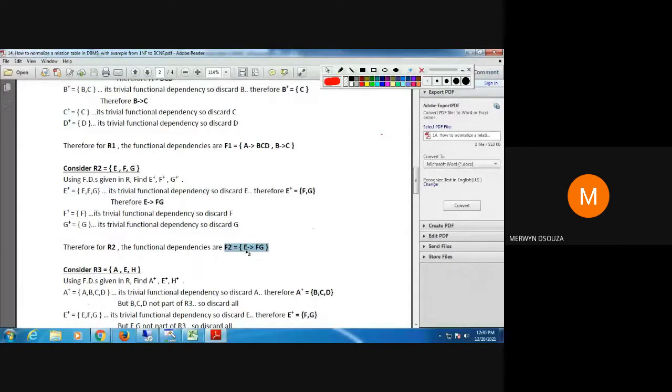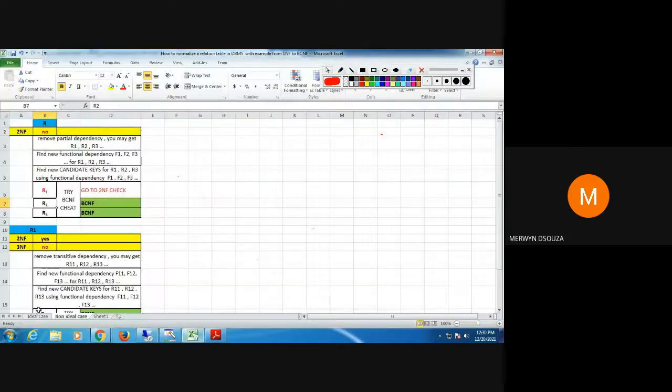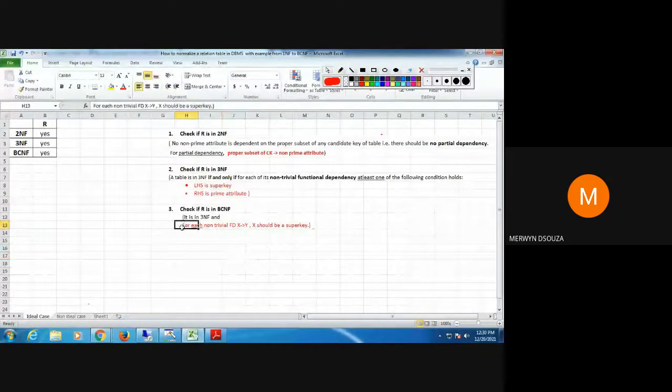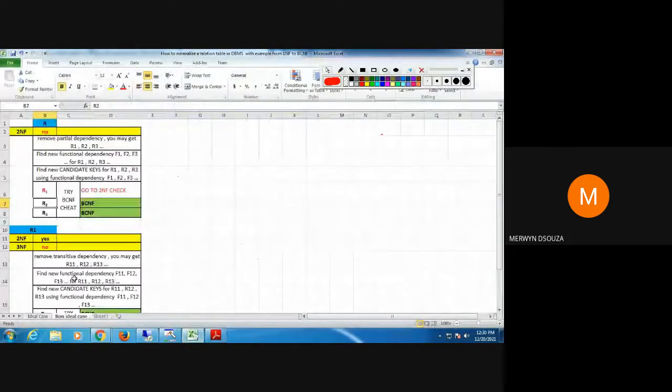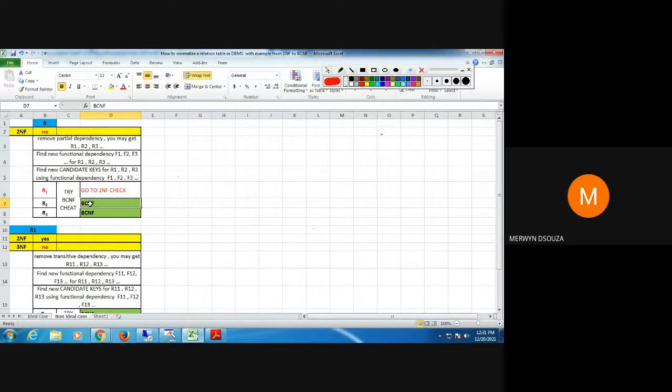Now we have found out that for this R2, E is the candidate key. Since E is the candidate key, E has to be a super key. So since E is a super key, it satisfies this condition for BCNF. So we are directly going to claim that R2 is in BCNF, like I've shown you here.